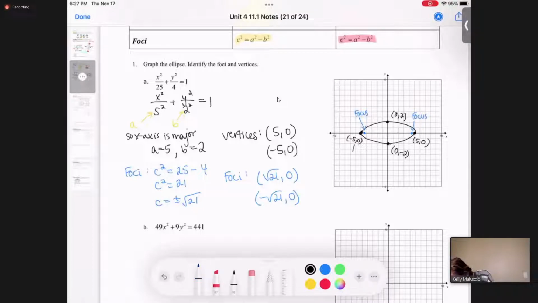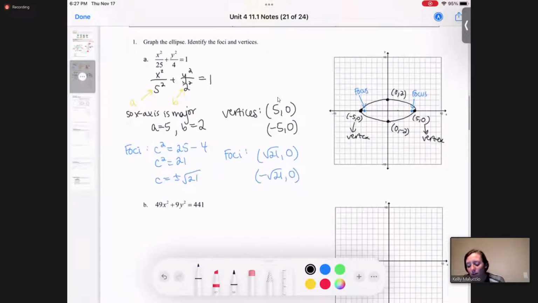And if you wanted to label vertex, right? I guess you don't need to label the other points that are on the y-axis, but yeah, there's our ellipse, okay? Not so bad.